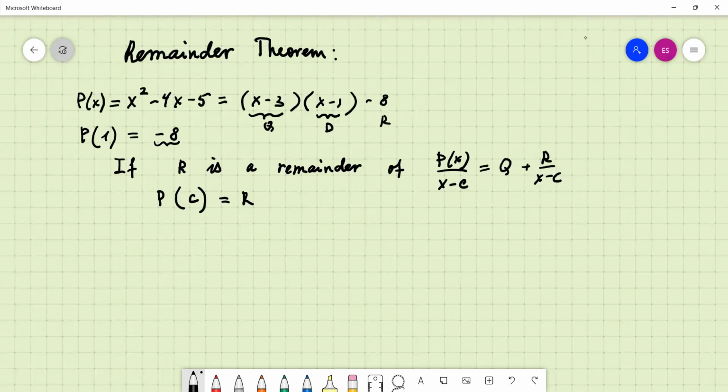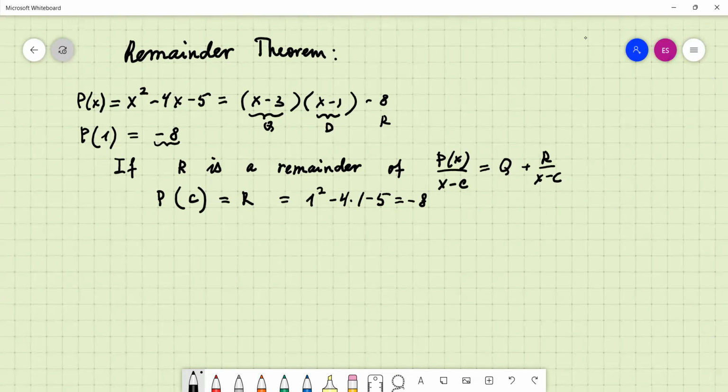How does it help? Usually we are not going to find the remainder by division. You can always plug it in, literally. You can just put 1 here: 1 squared minus 4 times 1 minus 5. What is it going to be? Well, negative 8, same way. You plug into the polynomial, you get minus 8, or you find the remainder, you get minus 8. Of course, it's much easier to just plug into the polynomial, right? You just take a calculator, plug into the polynomial, and get this minus 8 instead of doing the division, right?